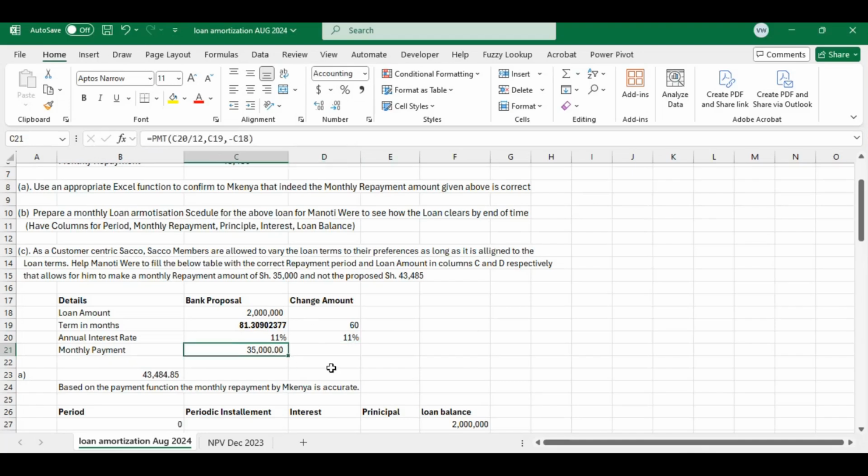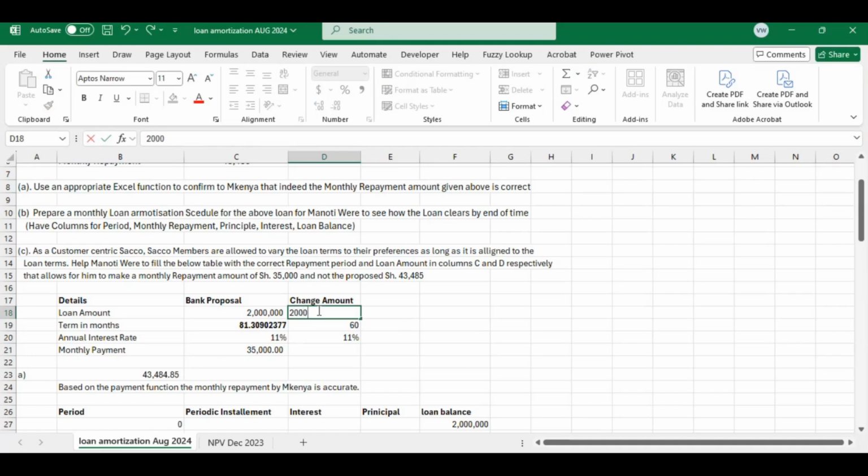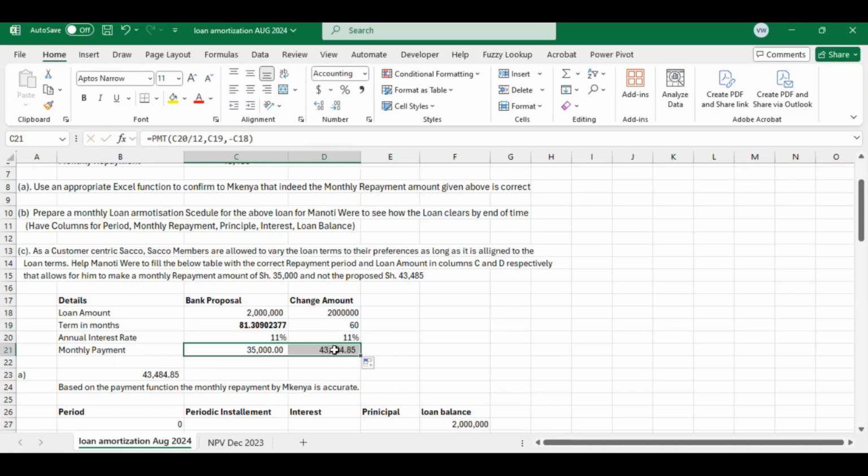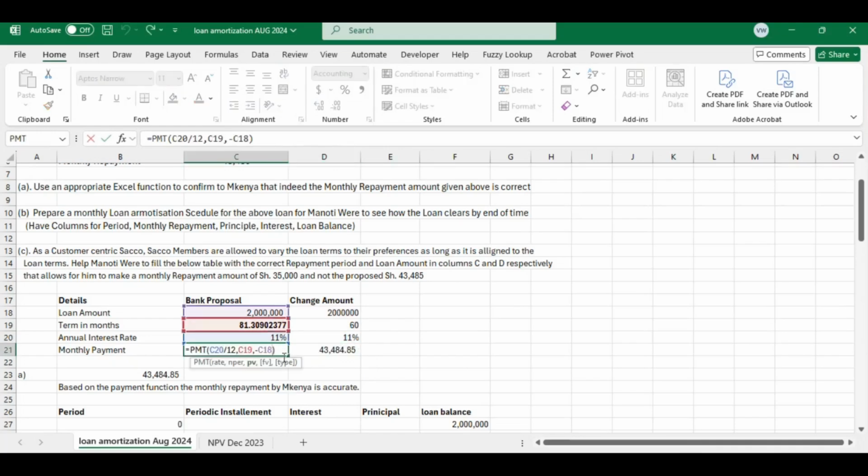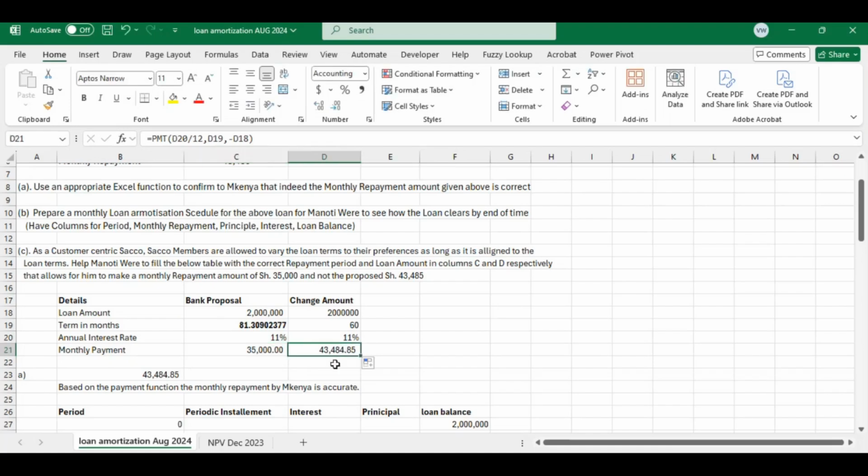So for us to do that, we can have the question as it was. Let's return to the original and say that the original sum is still 2 million. And if it is 2 million, I can use relative referencing and go back to the original. I hope you understand how I've switched here, because I referenced these cells. So when I use relative referencing, it references the same values. So this time round, he still wants to maintain a monthly repayment of 35,000, but he wants to maintain the same duration of 60 months at 11%. So how much should the loan be?